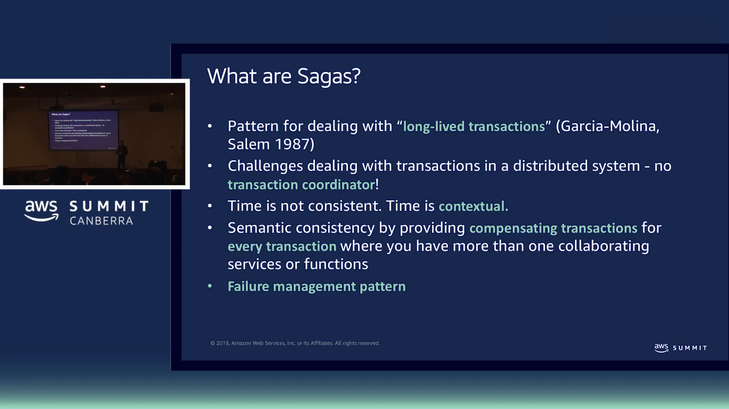So again, we're looking at temporal coupling and how do we deal with that. But fundamentally what we're doing is we're trying to provide a compensating transaction for every transaction that we've executed. And in the event of a failure, we're looking to roll back.